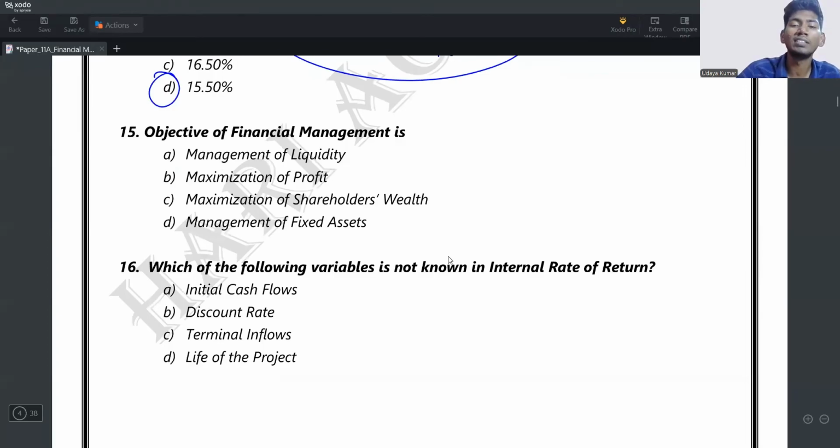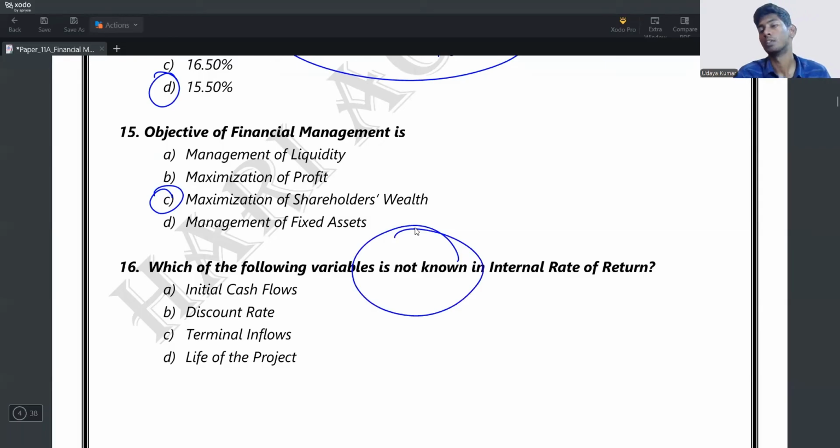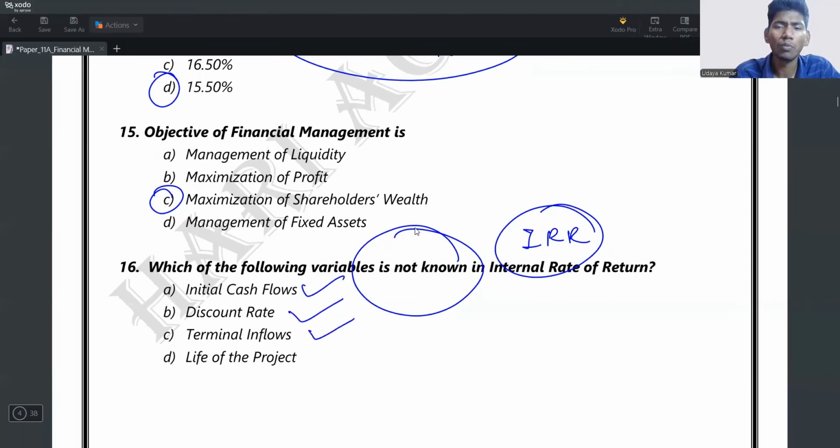So moving to question number 15. Objective of financial management. In the introduction part we have discussed maximization of shareholders' wealth. Yes. And moving to question number 16, which of the following variables is not known in IRR? He's asking in a negative manner, okay, not in a positive manner. In IRR, which of the following variables is not known? What are those variables? Let's take a look. Initial cash flows, discount rate, terminal inflows, life of the project. Which variable is not known?